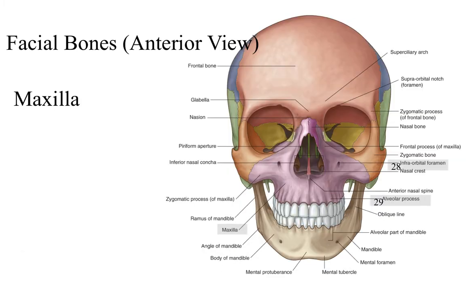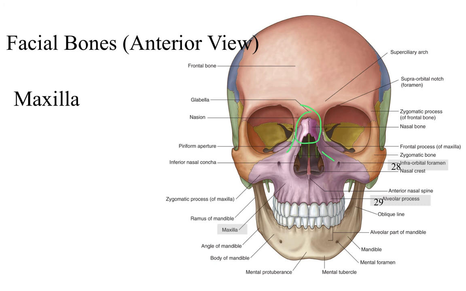All right, moving on to the facial bones. Again, an anterior view. We have the maxilla. So the maxilla is all of this in purple right here, except for this area right here, those are the nasal bones, which are completely separate. They're a separate bone connected to the maxilla, but not part of the maxilla.